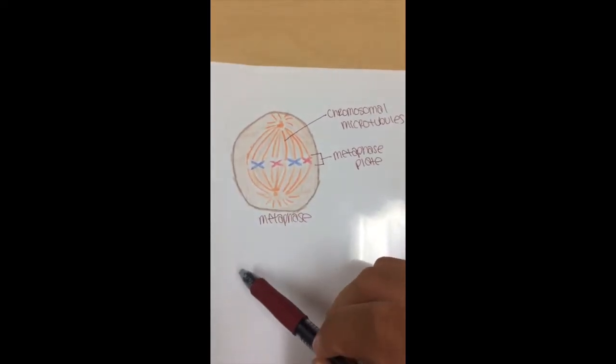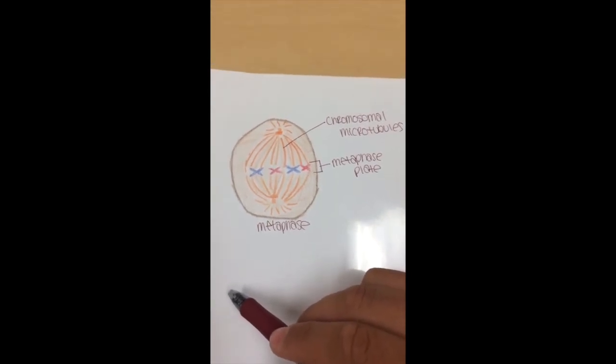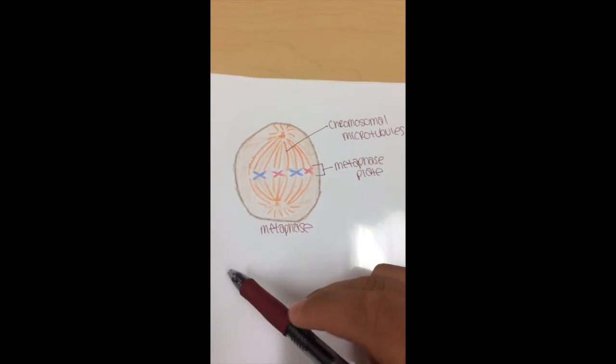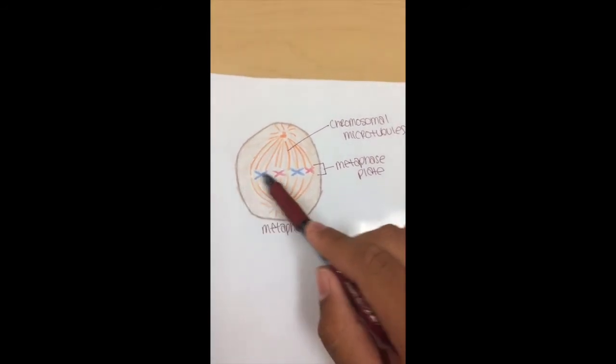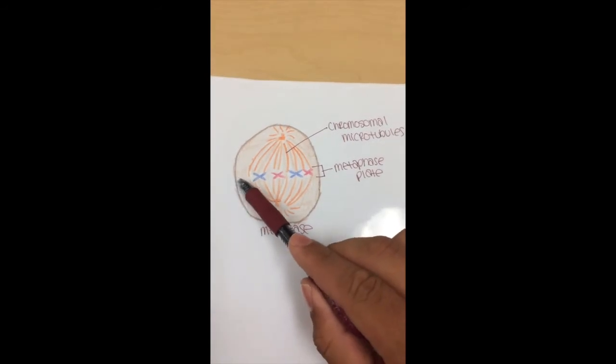Illustration of metaphase, which contains chromosomal microtubules from the previous stage and the metaphase plate. Metaphase is when the spindle fibers enter the nuclear region and the chromatids become attached to them. Once attached, the chromatids move to a narrow space at the middle of the cell called the metaphase plate. Metaphase is complete when all of the chromatids are aligned at the metaphase plate.